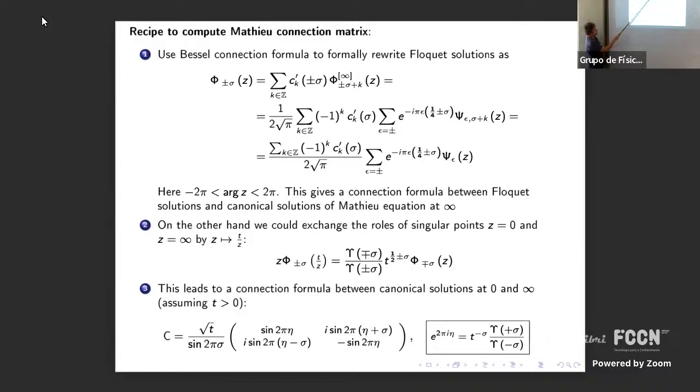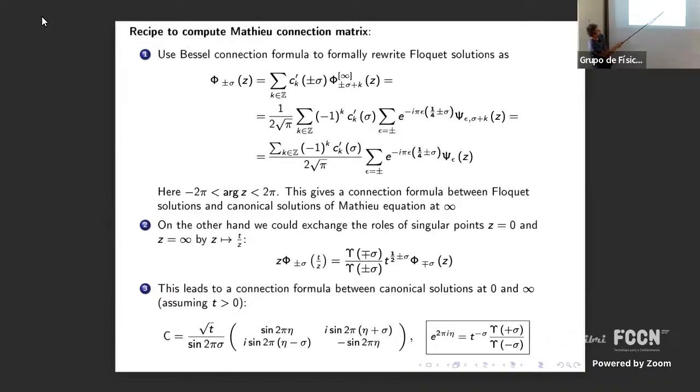this guy by S. So these are Bessel functions G, but we can replace them by linear combinations of Hankels, so these functions psi. And the thing is that now each of these guys is asymptotic to this canonical exponential behavior that we want, which means that in the end, we have here a linear combination of this canonical solution of the Mathieu equation at infinity. So we have actually a connection formula between Floquet solutions in the middle, and infinity. But using the symmetry, we could exchange the roles of singular points 0 and infinity by just this parity symmetry, so this substitution, which leads to this connection formula, basically.